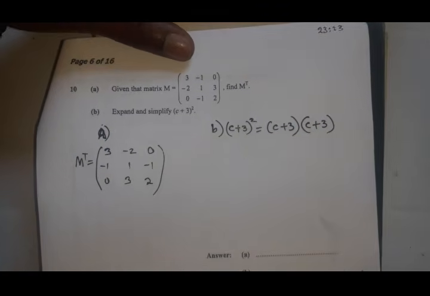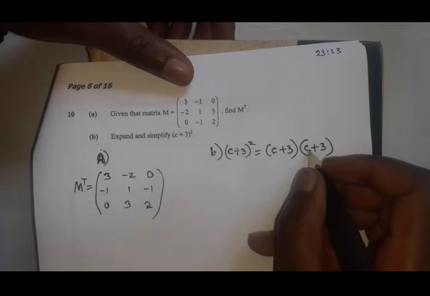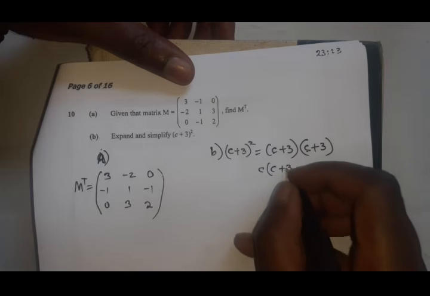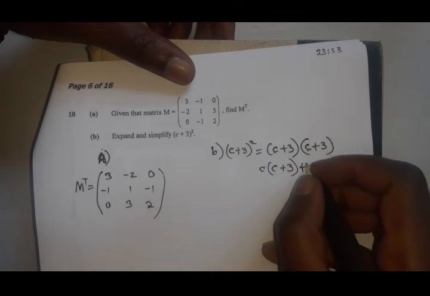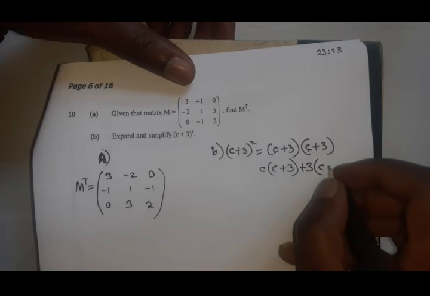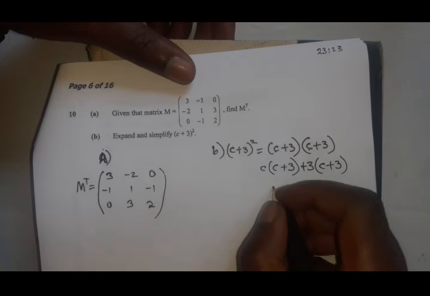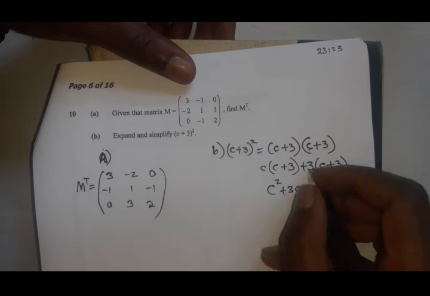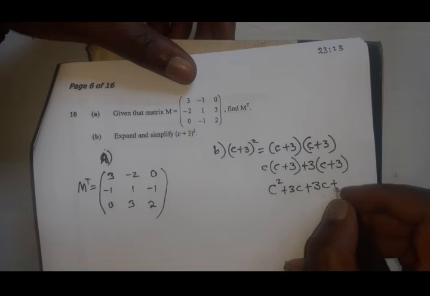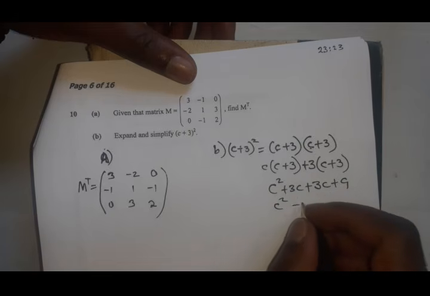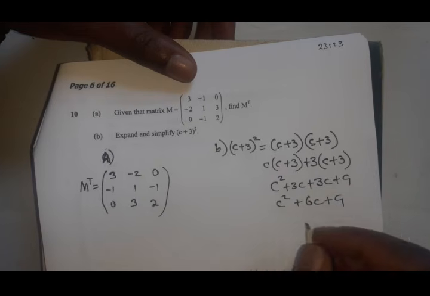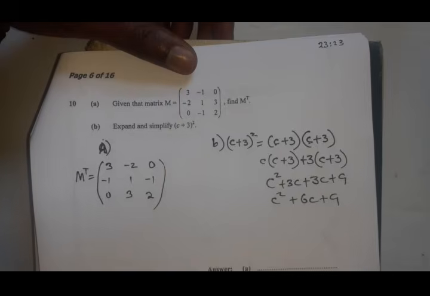So how do we expand this one? C has to be multiplied by this factor. C multiplied by C plus 3, plus we multiply the 3 also by C plus 3. So we're going to have C squared plus 3C plus 3C plus 9. So I have C squared plus 6C plus 9. This is what is going to be our answer.